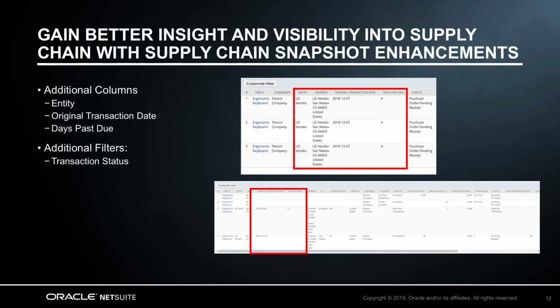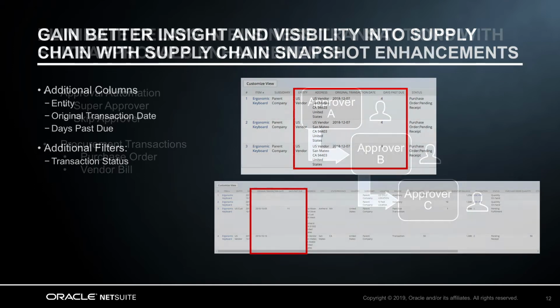The Supply Chain Snapshot was recently introduced as a part of the Supply Chain Control Tower to provide customers a single screen with a global view of their supply chain-related transactions. In the 19.1 release, we've made a number of additional fields available to further enhance this powerful feature. Multi-subsidiary businesses will be able to add the entity to the columns list to easily identify the related company, while adding the original transaction date and calculated days past due will further enhance customers' ability to quickly act on the information they're receiving.